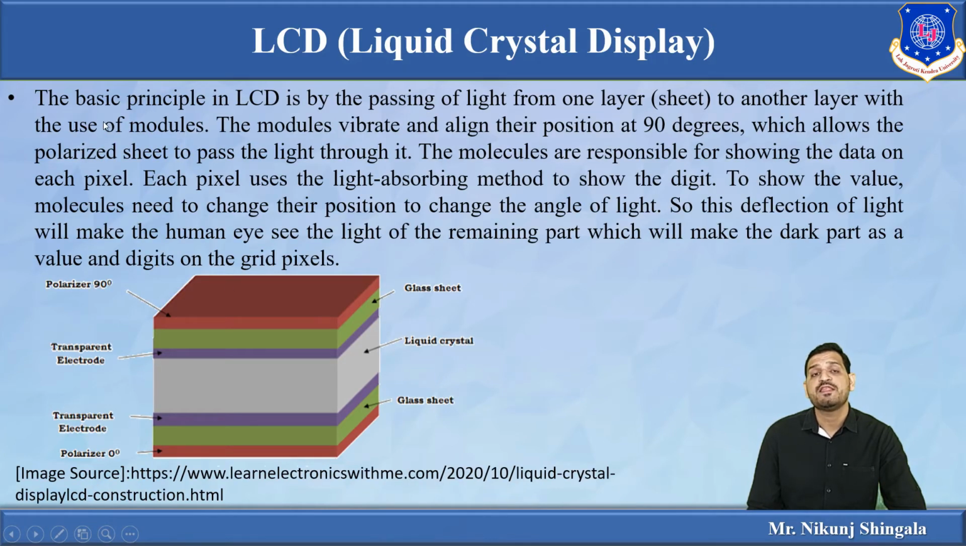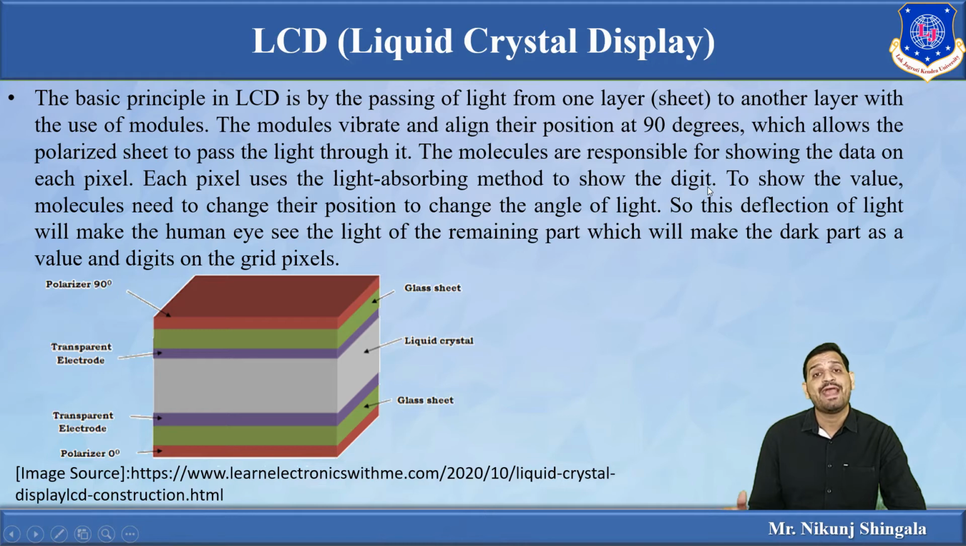So the basic principle of an LCD is passing light from one layer to the other layer, with the use of the liquid crystal molecules. The molecules vibrate if we give an external supply. They vibrate and align their position at 90 degrees, so that the crystal will change its position, which allows the polarized sheets to pass the light through. You can see there are two polarized sheets. The molecules are responsible for showing the data on each pixel. Each pixel uses the light absorbing method to show the digit.